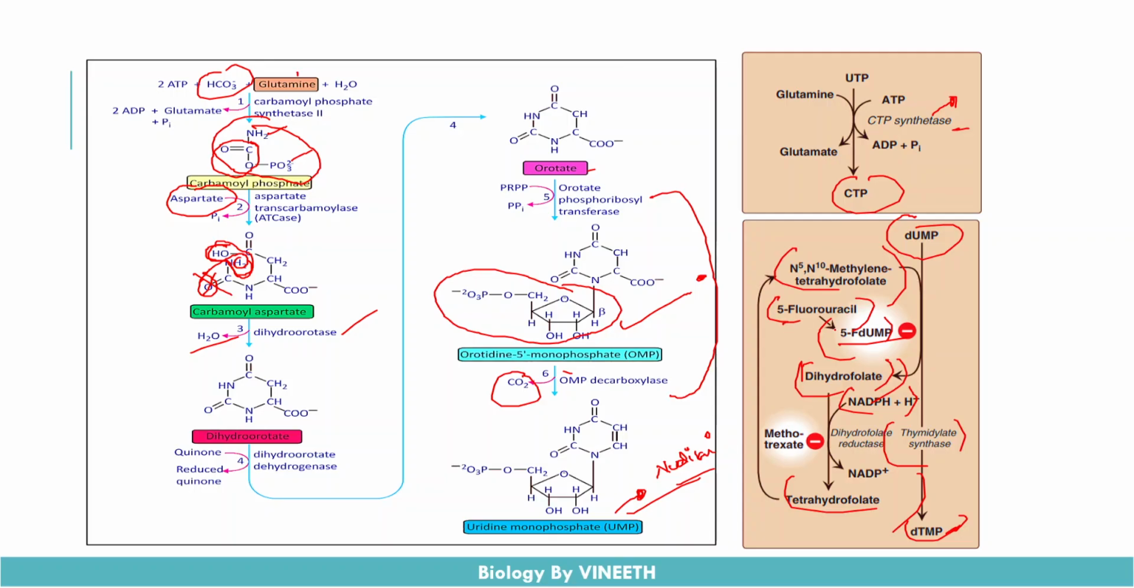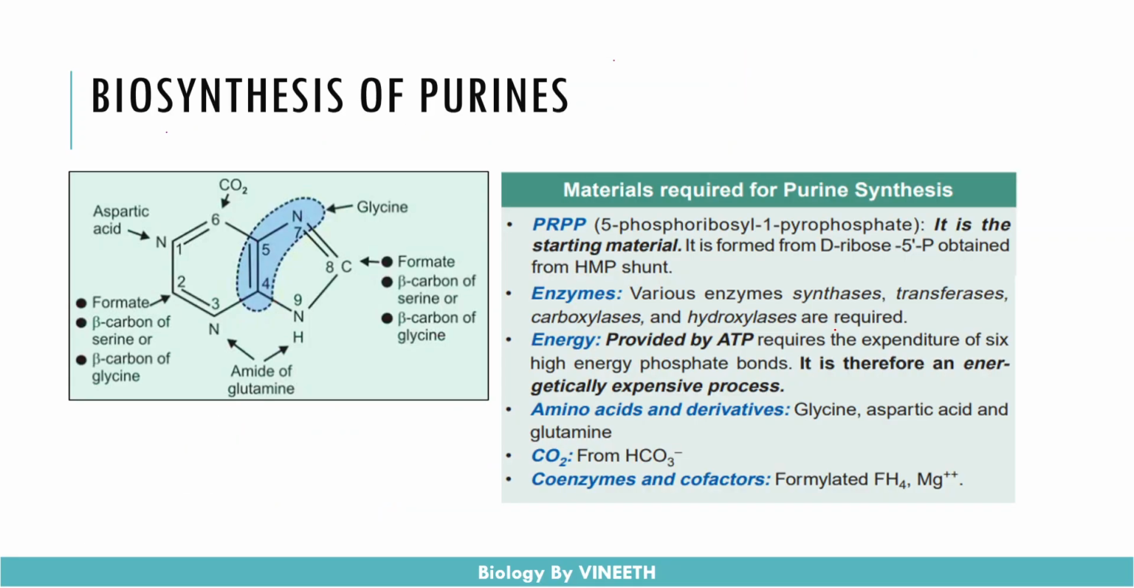Okay, so conversion of UMP to dTMP involves the enzyme thymidylate synthase, which requires a coenzyme known as methylene tetrahydrofolate, which donates a carbon atom to this UMP and converts the UMP to dTMP. Okay, so this is the simple biosynthetic pathway for the pyrimidines. Okay, and the salvage pathway is not much involved in the pyrimidine synthesis. Okay, but it plays a major role in the purine synthesis only.